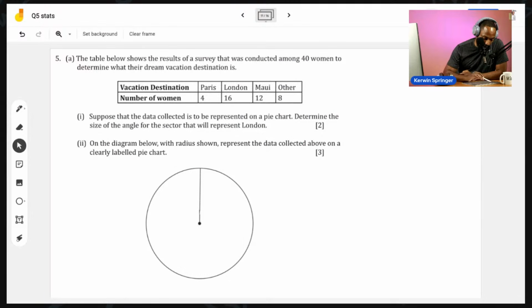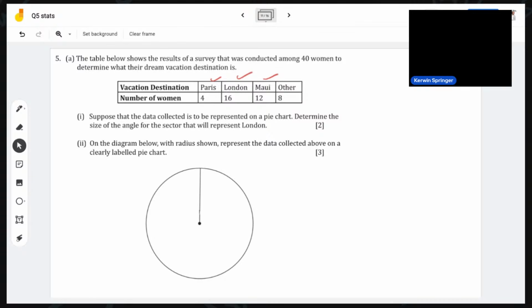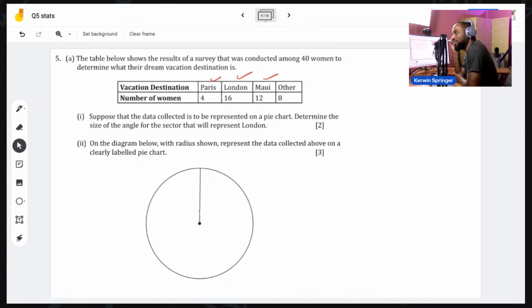The table below shows the result of a survey that was conducted among 40 women to determine what their dream vacation destination is. Paris, London, Maui. Pronounce that word for a minute. Hawaii, Maui. Anybody from Hawaii know how to properly pronounce that? And other places. Suppose the data collected is to be represented in a pie chart, determine the size of the angle that represents London.